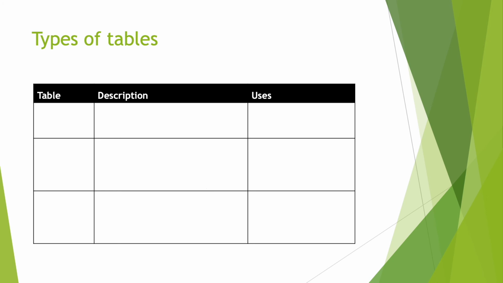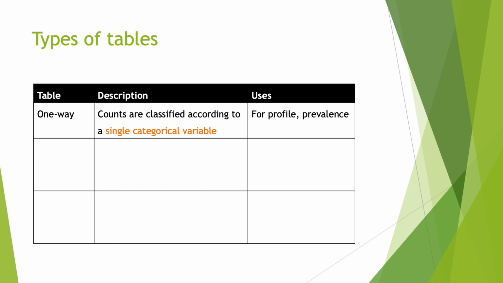How tables are presented also depends on the number of variables being described in a table. When counts are classified according to a single categorical variable, then that table is said to be a one-way table. The counts across the different categories of that variable are presented in only one column. The purpose of one-way tables is to simply describe the profile of the sample you studied, or to describe the prevalence of a disease or condition, for instance.